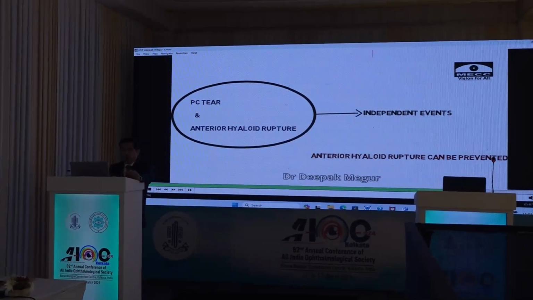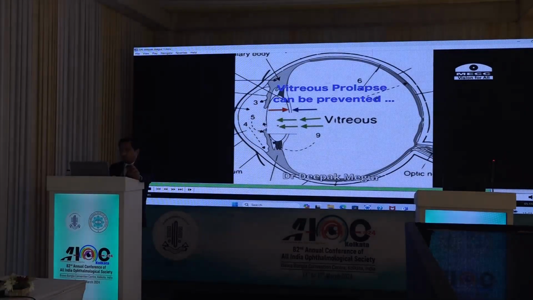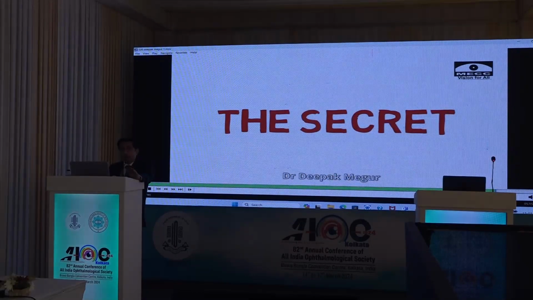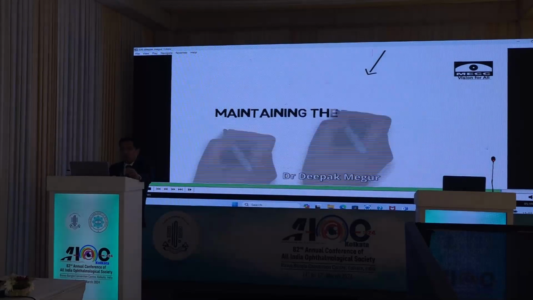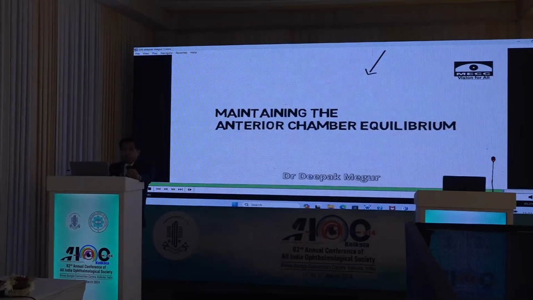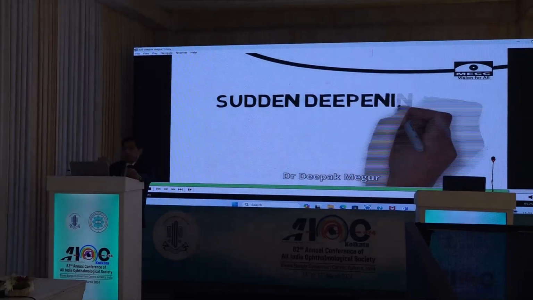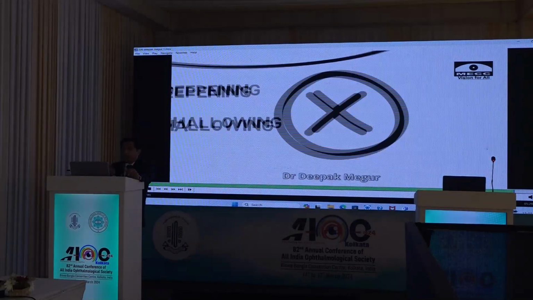So what do you do to achieve this? How can we, apart from diagnosing it early? Probably the most important thing is that you have to maintain the chamber. The secret is in the chamber. So never allow the chamber to either suddenly deepen or suddenly shallow. Both are equivalent. The secret is equilibrium has to be maintained. So prevent sudden deepening and sudden shallowing. Now how do you prevent deepening?